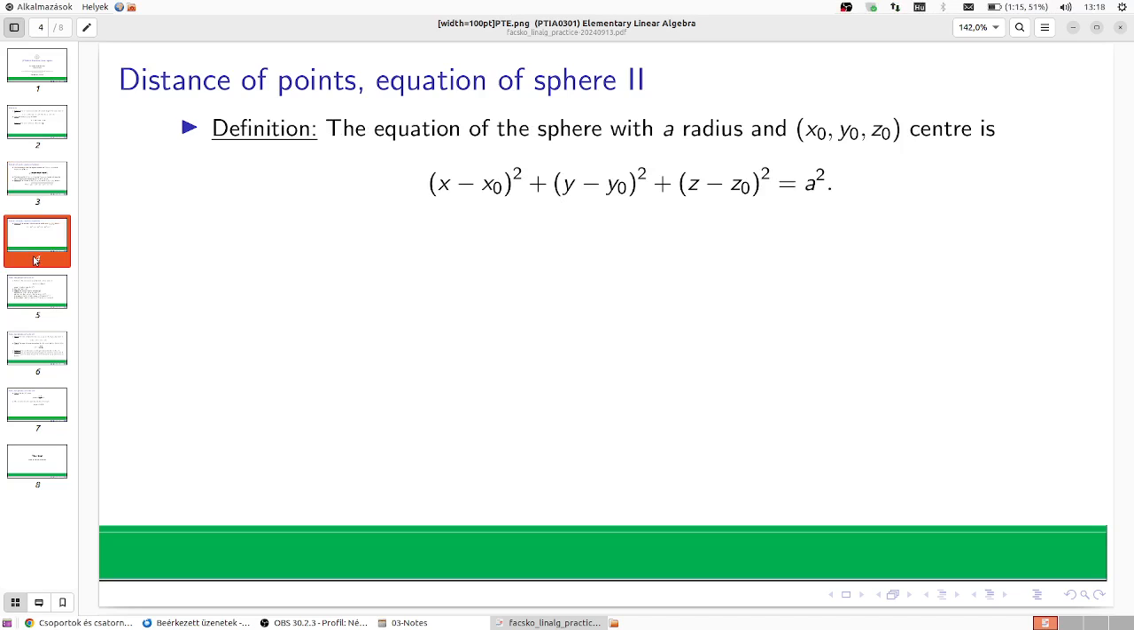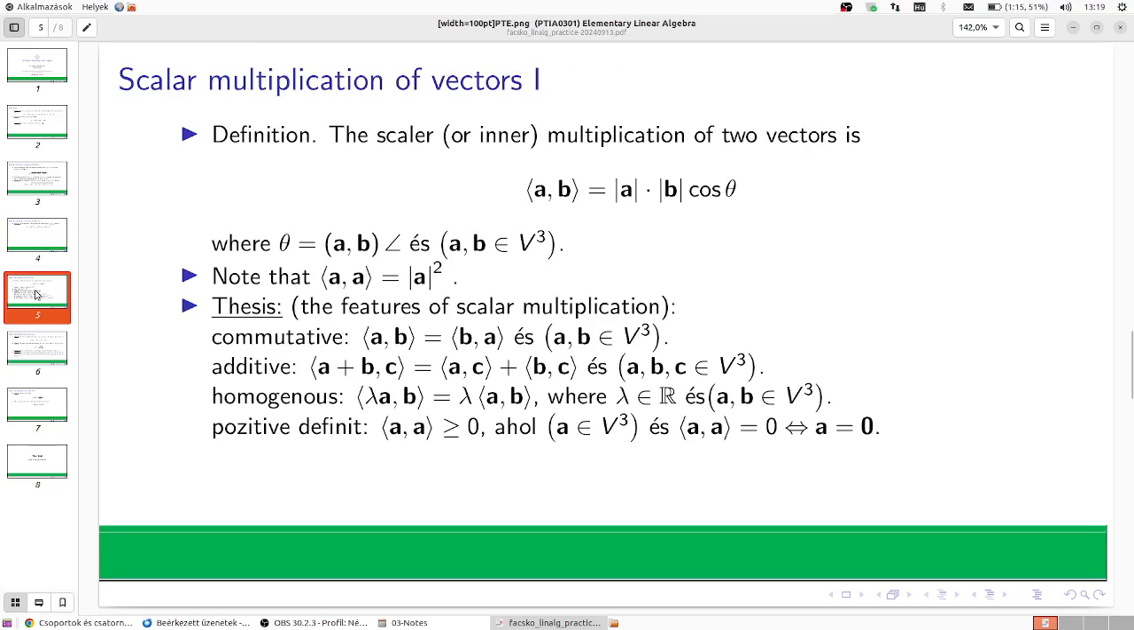We will learn some geometry with vectors. This is the equation of the sphere with the radius. I think I mentioned this: in 2 dimensions, that's a circle, and in 4 dimensions a hypersphere. Yes, let's play a little bit.